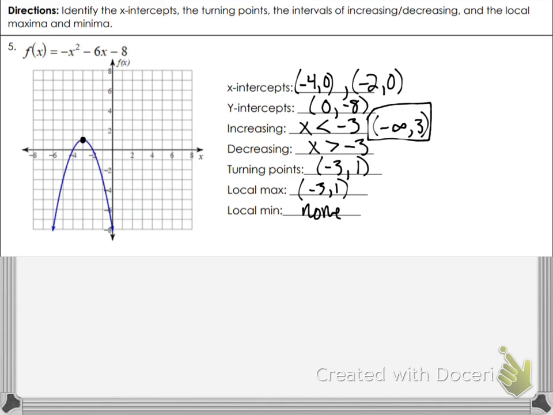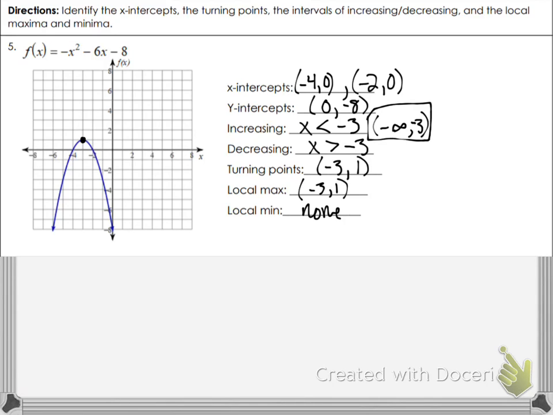So for decreasing, what do you think my interval is going to look like if it's all the values that are greater than -3? My increasing is going from -infinity to -3, correct? -infinity all the way up to -3. All the way from -infinity to -3, it's increasing.